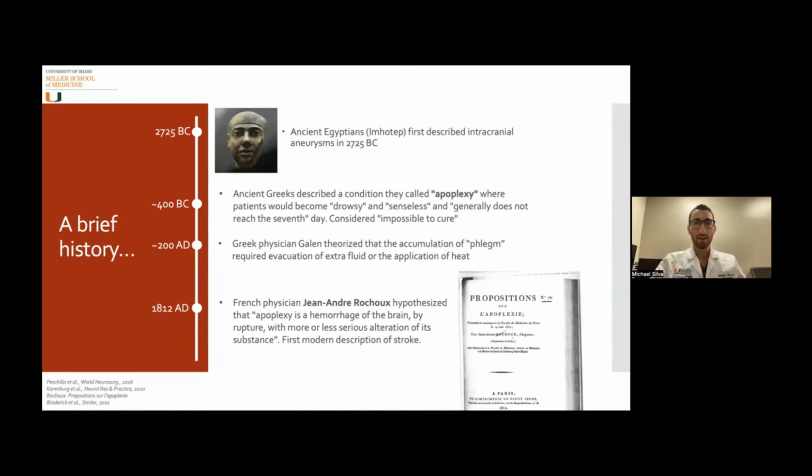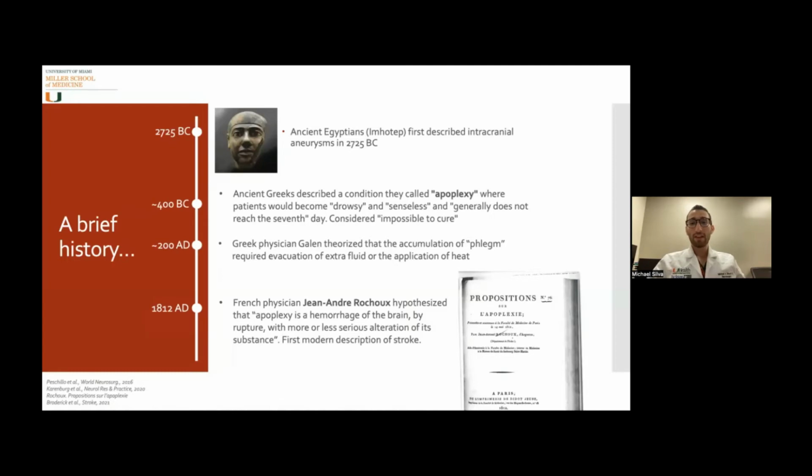Fast forward several thousand years, the ancient Greeks started to get a sense of our modern idea of stroke. They described something called apoplexy. The description is interesting. They talk about patients becoming drowsy and senseless, and their life expectancy was very poor, as expected. So generally does not reach the 7th day is what was written. And at that time, it was considered impossible to cure. So they clearly recognized that this was a very grave diagnosis. And so again, this is many years ago and already an early understanding.